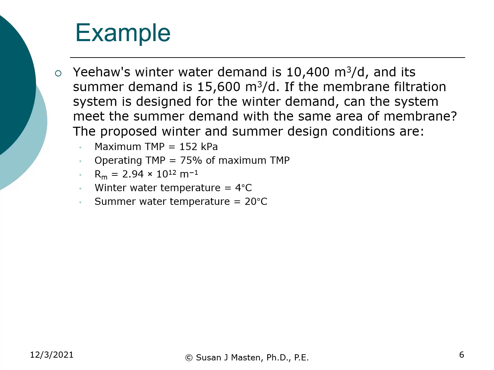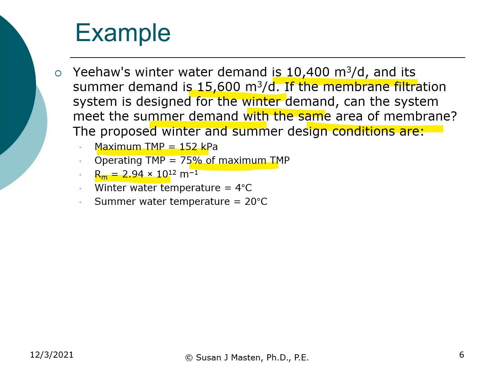So let's look at this example problem. We are told that Yeehaw's winter demand is 10,400 cubic meters per day, and its summer demand is significantly greater at 15,600 meters per day. You're asked if the membrane filtration system is designed for the winter demand, can it meet the summer demand with the same area of membrane? You're provided a number of parameters. The maximum transmembrane pressure for this system is 152 kilopascals, but you were to operate the system at 75% of the maximum transmembrane pressure.